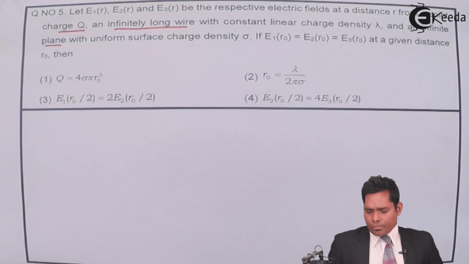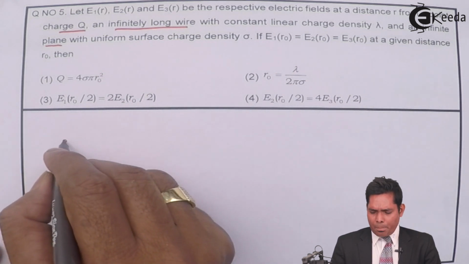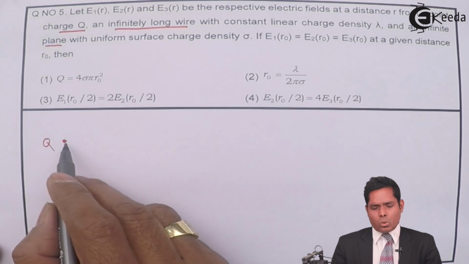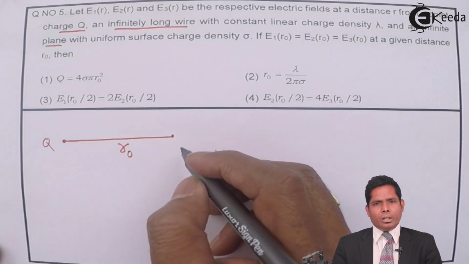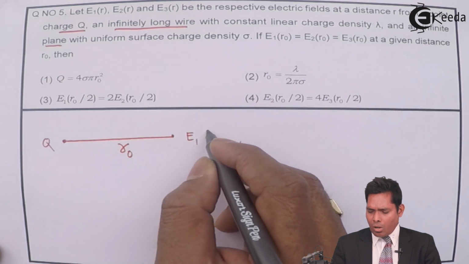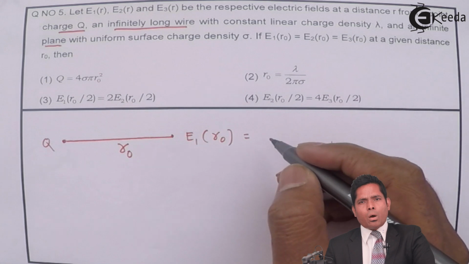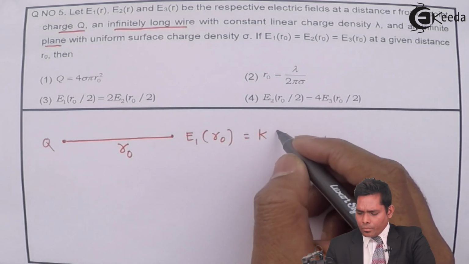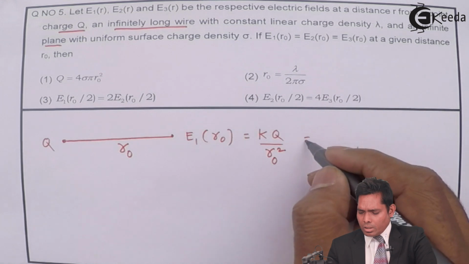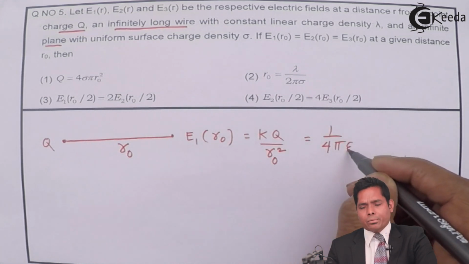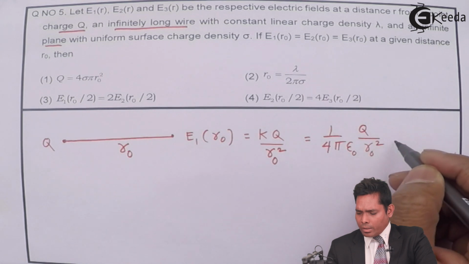Basically it is a formula based question. First of all, we have three different situations. One is a point charge Q. From this point charge Q, at a distance of R0, my electric field will be E1 of R0. The formula for a point charge, we all know, is kq upon r square. So it is kq upon this distance square, where k is 1 upon 4 pi epsilon naught, that is kq upon R0 square. This is equation number 1.